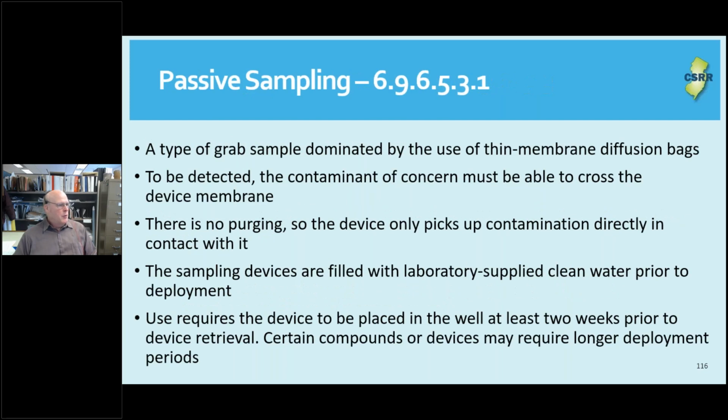Passive sampling is a type of grab sample dominated by the use of thin membrane diffusion bags. To be detected, the contaminant of concern must be able to cross the device membrane. There is no purging, so the device only picks up contamination directly in contact with it. The sampling devices are filled with laboratory-supplied clean water prior to deployment.